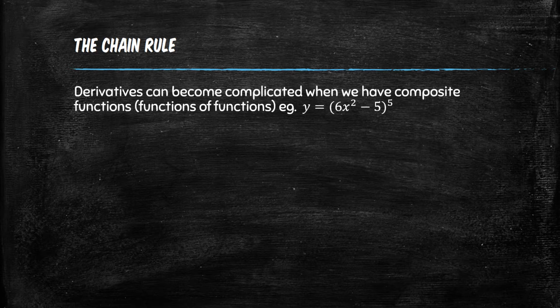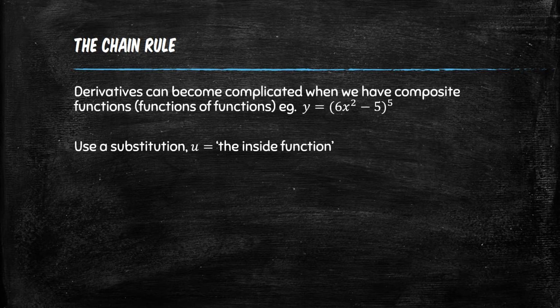So our function inside is our 6x squared minus 5. And then we've got all of that to the power of 5. Now we could expand all that out with 5 different brackets and work through that way. However, there's a simpler way to do that. What we do is we use a substitution, which is u. You can call it any letter you like.